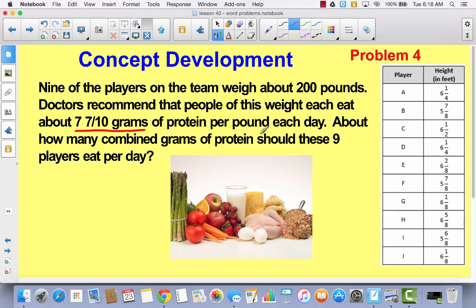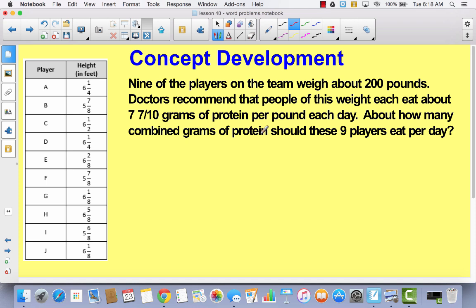Okay, so let's think about this for a minute. The first part that kind of confused me was, I'm not sure what it says, grams of protein per pound each day. I'm not really sure what they mean by this. But we're not gonna concern ourselves with that, okay? We're just gonna say, all right, each player has to have 7 7/10 grams of protein each day. So how many players are there?